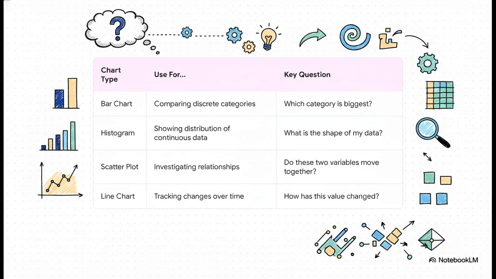Are you comparing categories? Go for a bar chart. Want to see the shape of your data? That's a histogram. Investigating a relationship? Scatterplot's your tool. And tracking changes over time? That's the line chart. It's all about matching the right tool to the task at hand.